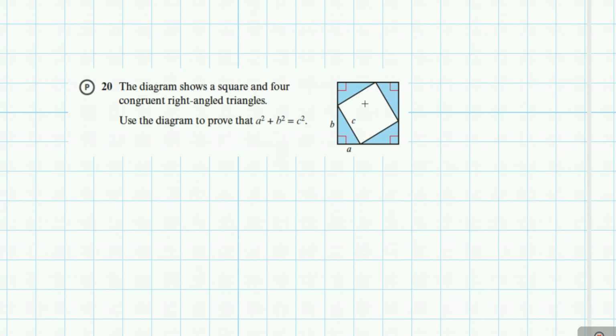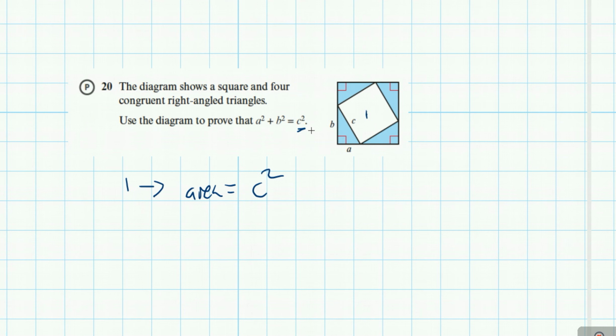So the first thing we have, I'm going to label the square. So we've got the square, which is 1. So the empty square here, the area we know of that square is going to be equal to c squared. And that might be helpful because we've got in our answer here c squared. So that could be useful. We could come back to that.